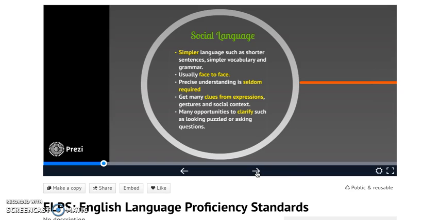You'll notice in social language, students will get a lot of their cues and clues from expression, like a gesture, and social context. They have a lot of opportunities to clarify or to ask for clarification from others based on looks that they give and asking questions.